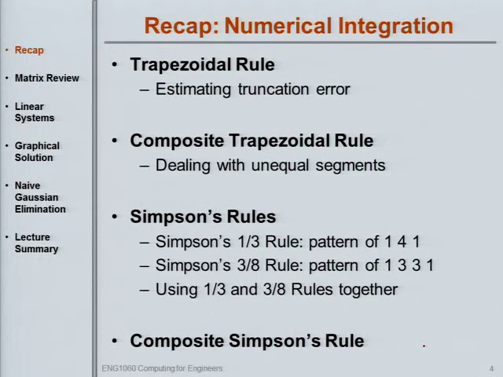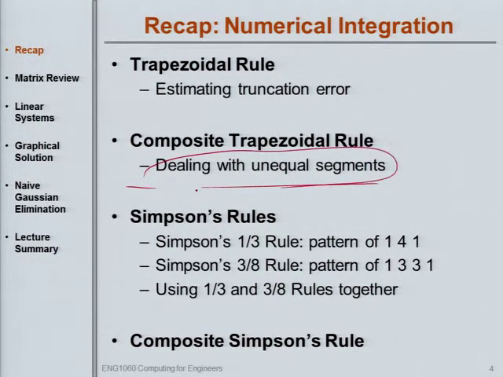So the trapezoidal rule, we said a few things about the truncation error there. There's a formula for that. And importantly, the composite trapezoidal rule. Fitting one trapezoid to your data that you're trying to integrate is not, generally speaking, going to give you a very good result unless you're trying to integrate a straight line, in which case you know the answer already.